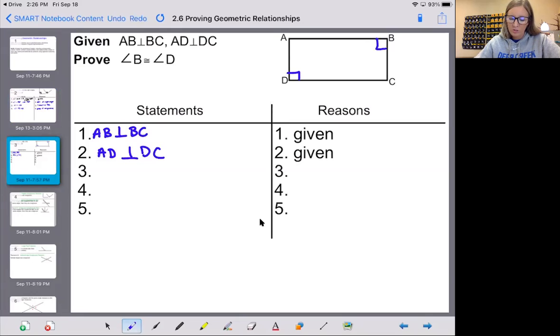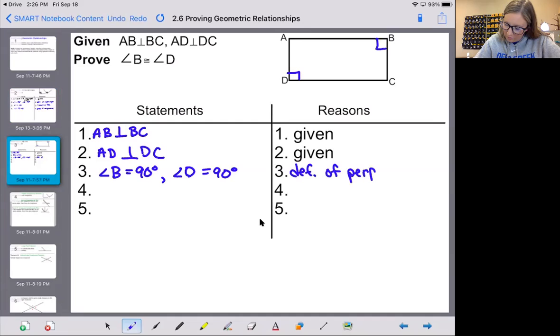Okay, eventually we want to get down to angle B being congruent to angle D. So we know that angle B equals 90 and angle D equals 90, because that's what it means to be perpendicular, right? They form a right angle or a 90-degree angle. So that's the definition of perpendicular. I don't want to say definition of right angle because there wasn't anything up here about a right angle. All it said in the given was the symbol perpendicular. So be careful to use the terms that they give you. All right, and so of course, kind of like our last proof, we're almost at an identical spot here. We see angle B is equal to angle D, and that's the transitive property again.